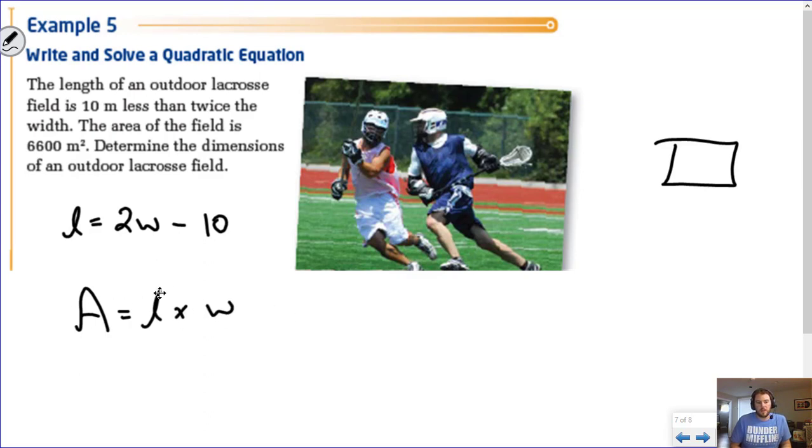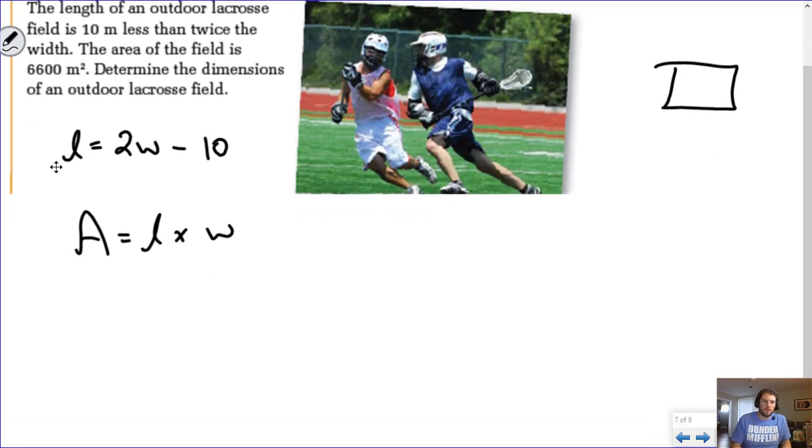Now, the problem with this is we have three variables, right? We have three things that we don't know. Well, we do know the area. We've been told the area is 6,600. So what that means is that 6,600, we'll put it in the place of A, is going to be equal to length times width. But again, we still have two variables. How do we deal with this, right? We can't just solve for one of my variables because there's two things here. But what we can do is use this first piece of information, because what this is telling us is, yes, length is this length here, but we also know that length is 2w minus 10.